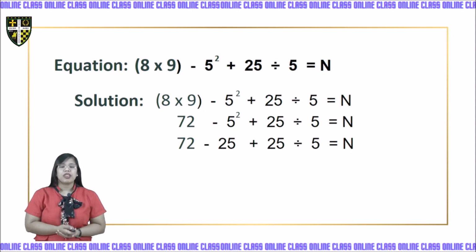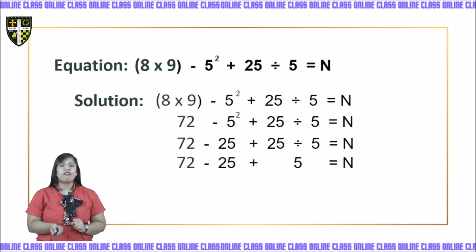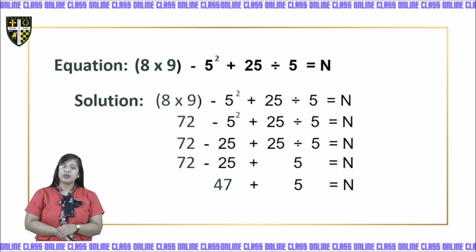Very good. Next, we will proceed to D, which stands for division, or we need to divide. So we will divide 25 by 5. So 25 divided by 5 is 5. Very good. So we will rewrite 72 minus 25 plus the answer in 25 divided by 5, which is 5. Very good. So now we will subtract 72 and 25, which is 47.